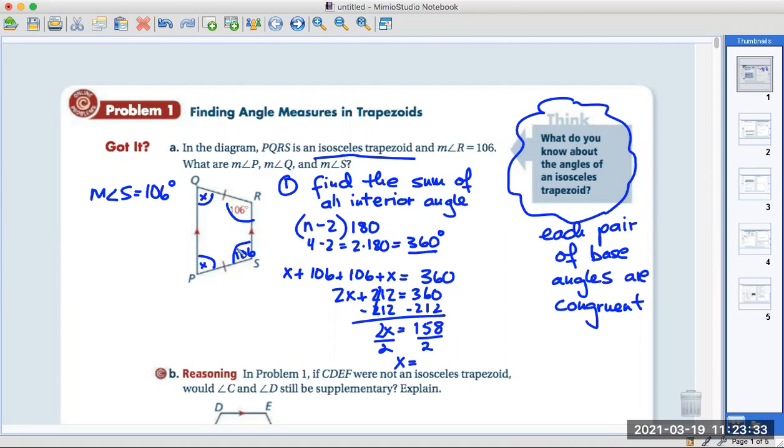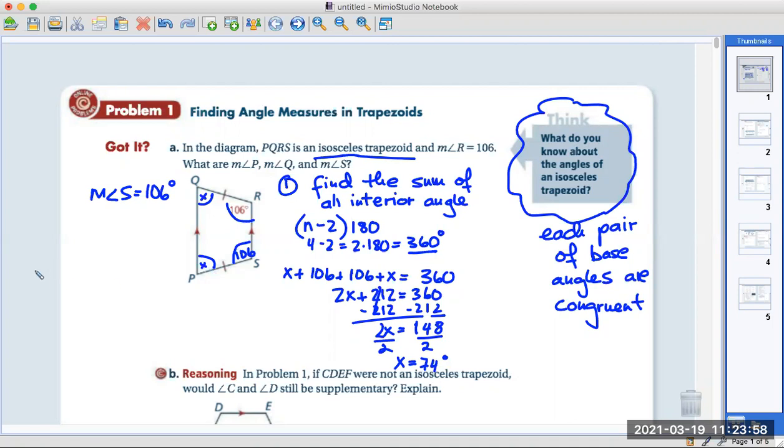360 minus, I need to use a calculator. Minus 212. 148. There's my mistake. Yep, I didn't carry a 1. So 148, now I got it. It's 74. I worked this out earlier.